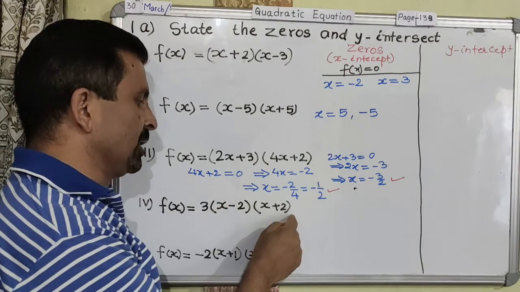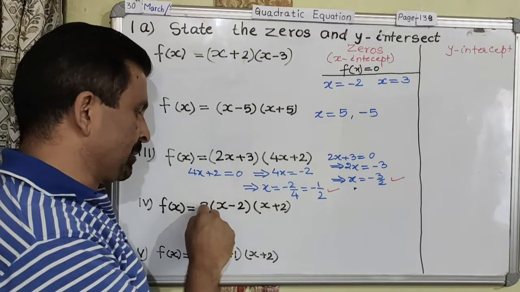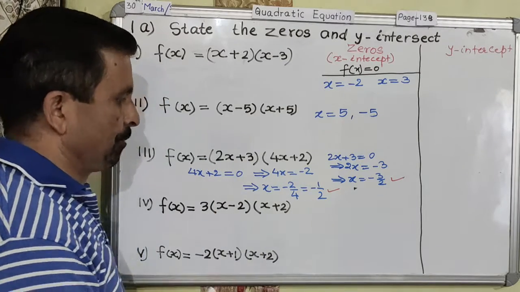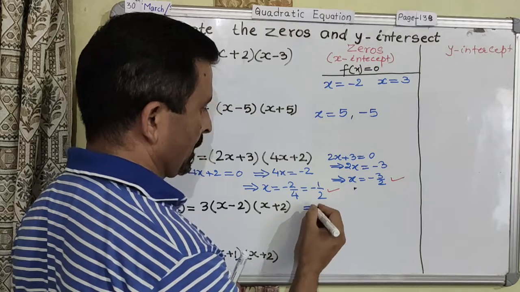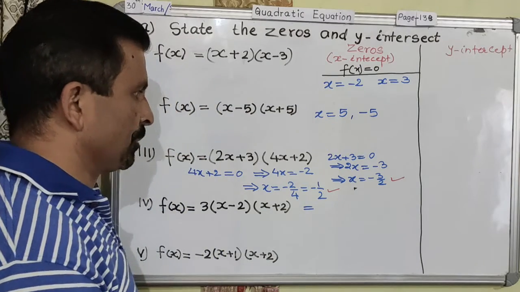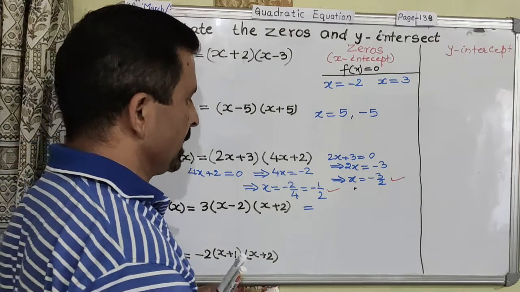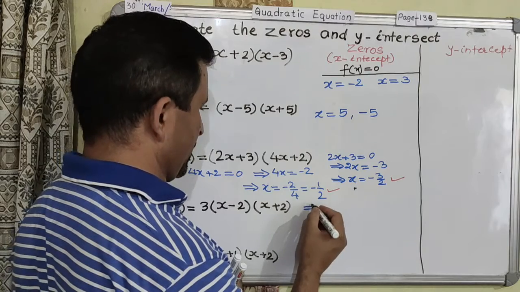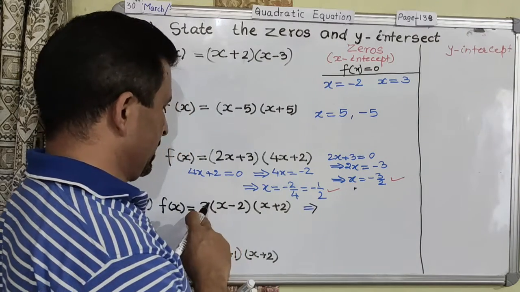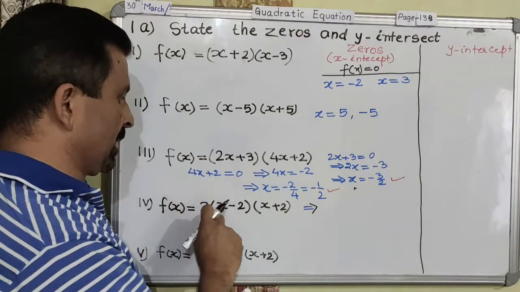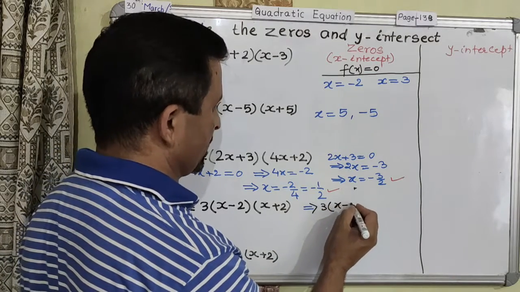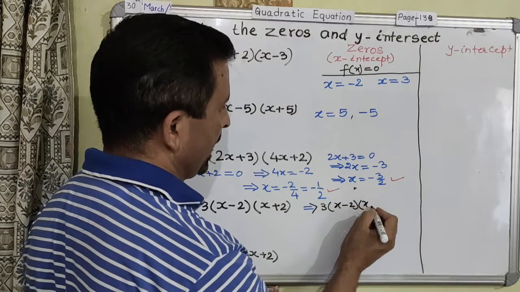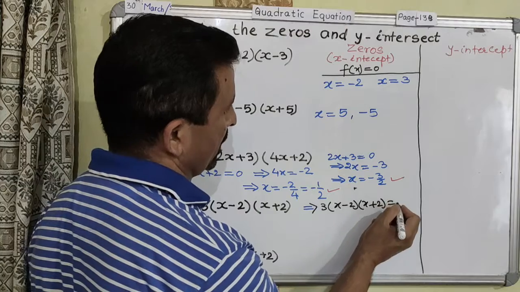Now when you equate this to 0, in the first step, 3 will go to the other side. It will be like this. I'll change the color. What I'm going to do is, because f(x) is taken as equal to 0, therefore the right hand side also will be taken as equal to 0. So 3 into (x minus 2) into (x plus 2) is equal to 0.